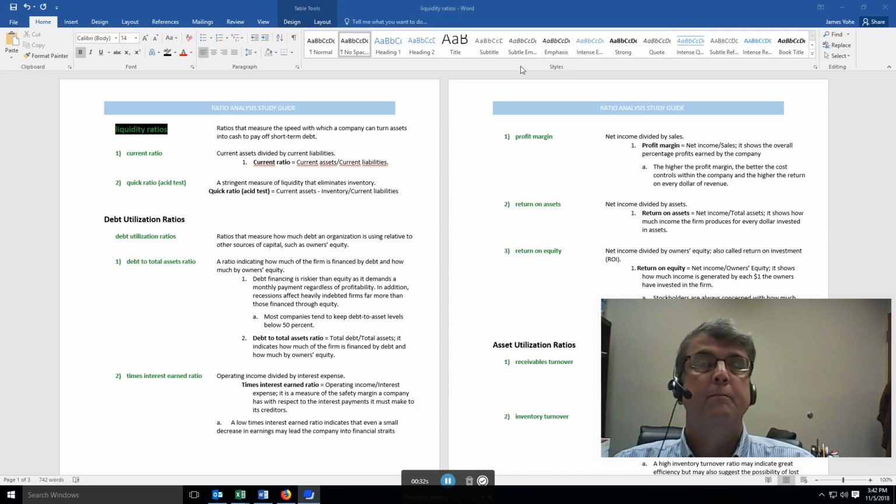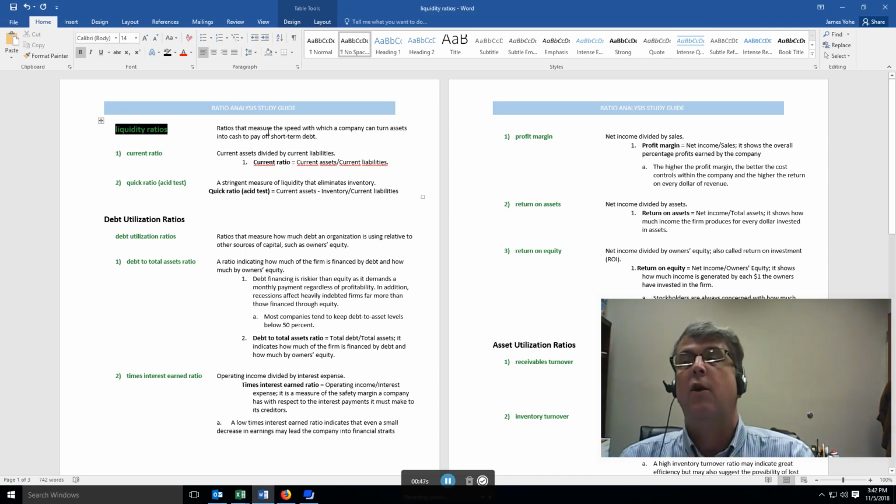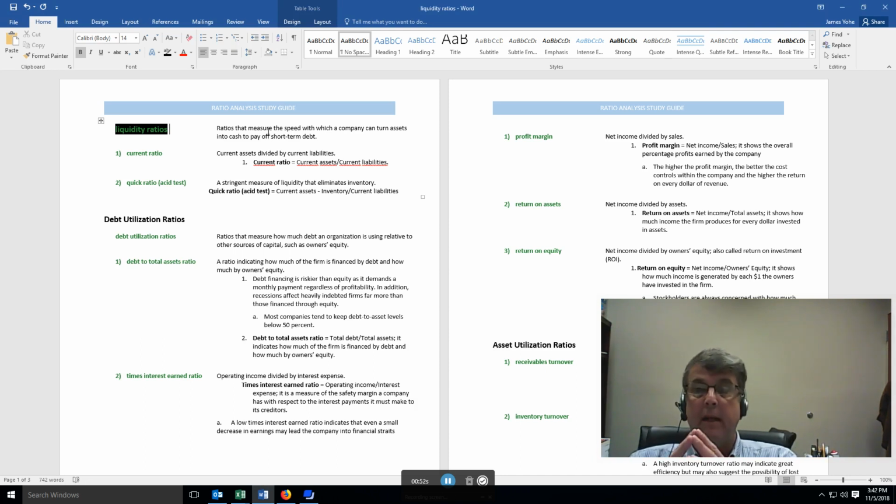So, liquidity ratios, the first one we've got. These are ratios that measure the speed with which a company can turn assets into cash to pay off short-term debt. These ratios are very important. Cash is the lifeblood of a company. If you are making profits, but you're not turning those profits into cash, then you're not going to be able to pay your bills. A company has to pay their bills to stay as a going concern. So these liquidity ratios are very important.